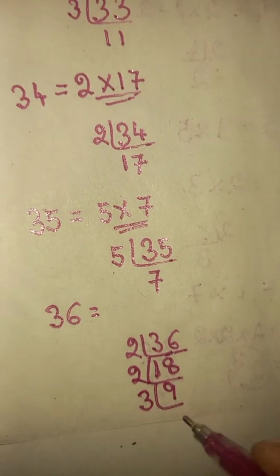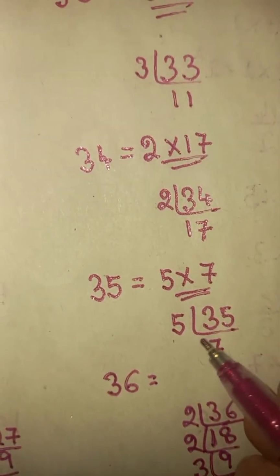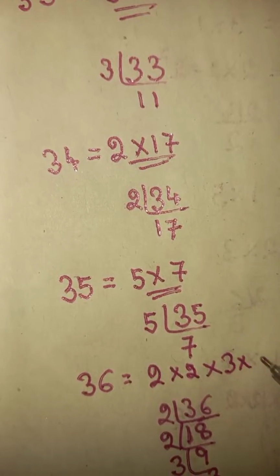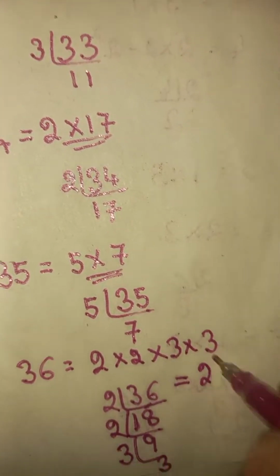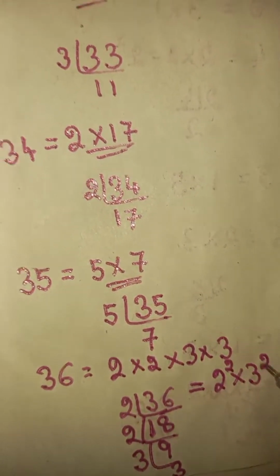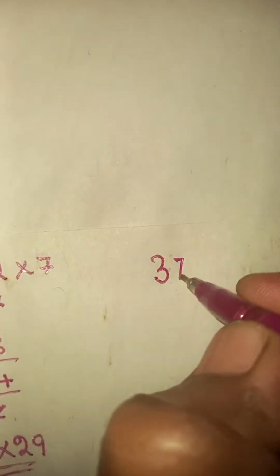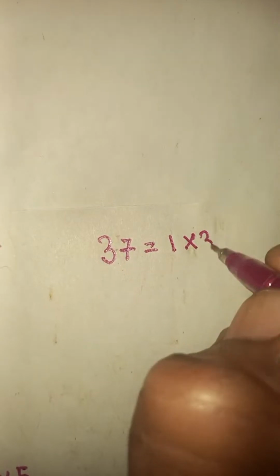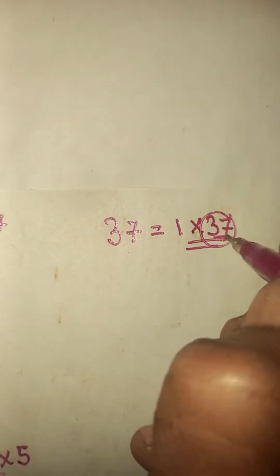9 you can divide as 3 times 3. You can get it as 2 times 2 times this one, 3 times 3. So this is equal to 2 square times 3 square, that is 36. Let's take 37. This 37 you cannot divide any further. So you can write this as 1 times 37. It is a prime number.